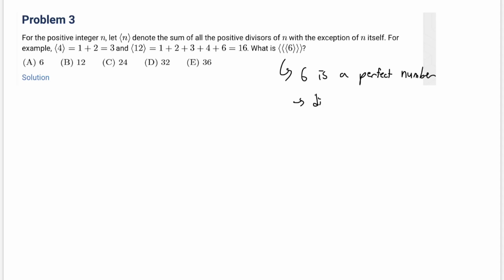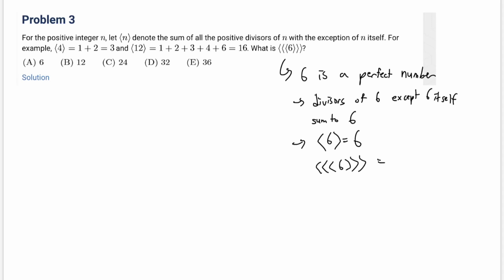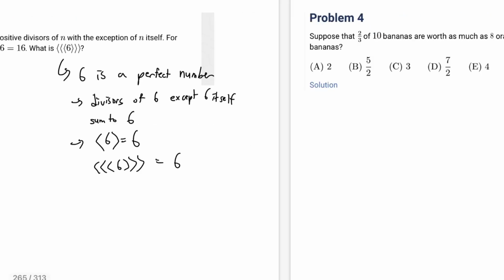Okay, but one thing we know is that 6 is a perfect number, which means that the divisors of 6 except 6 itself sum to 6. So in this case, this means that bracket 6 equals 6. So triple bracket 6 would still equal 6. So the answer is A.